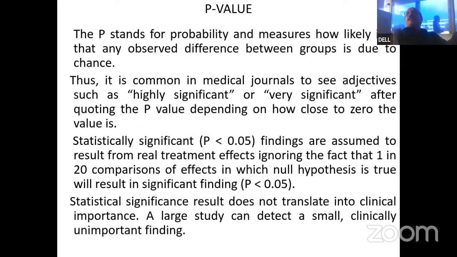Suppose it is T test related table values. In certain situations, nowadays, mostly in software based tests, the P value is generally used to test validity. So P stands for the probability and measures how likely it is that any observed difference between groups is due to chance.